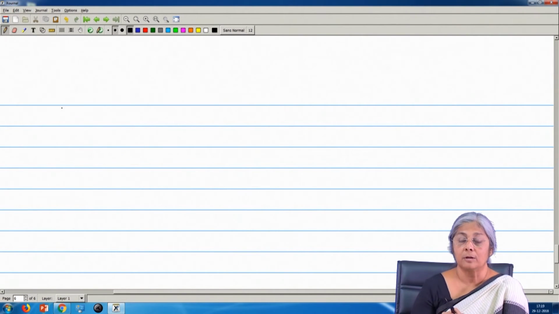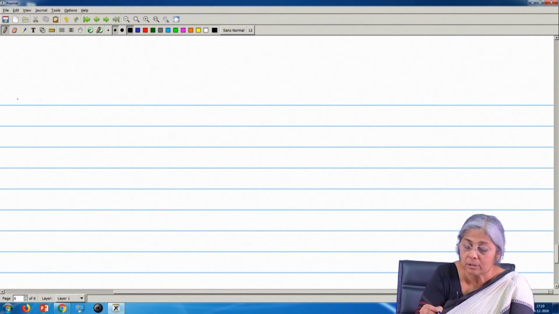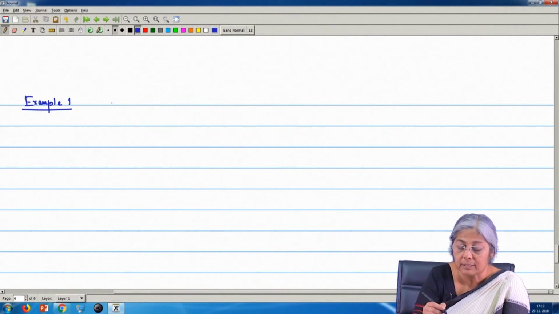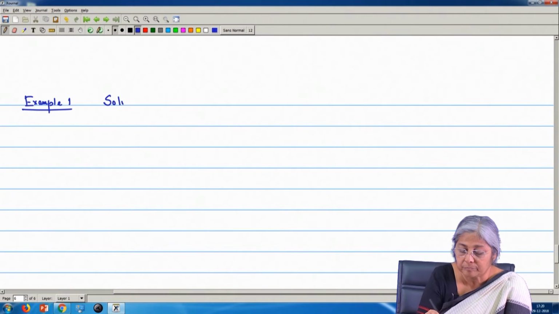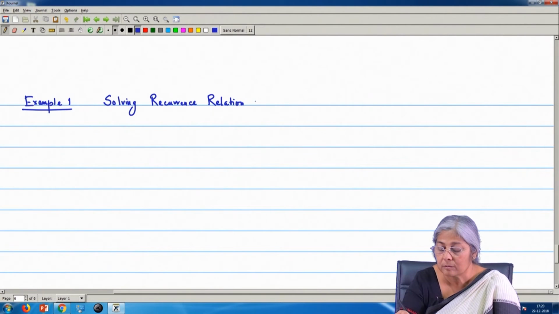So, one such equation is our Fibonacci sequence. I take this as an example of solving a linear homogeneous recurrence relation, that is, solving the recurrence relation for the Fibonacci sequence.